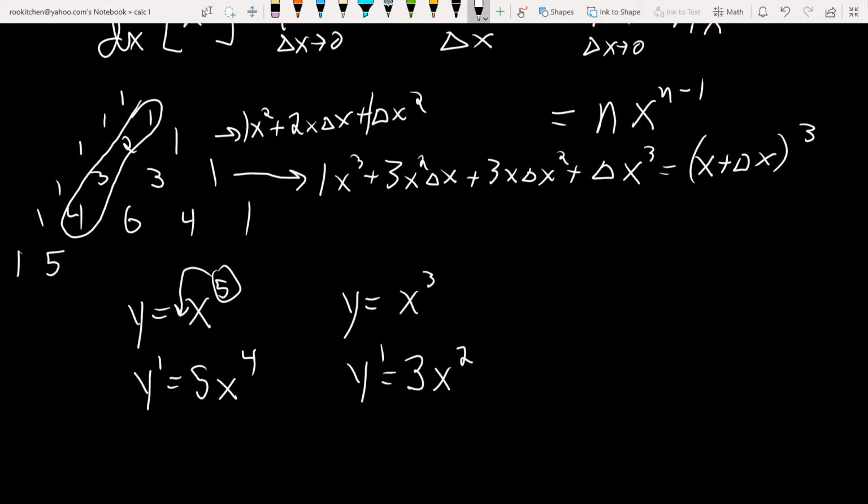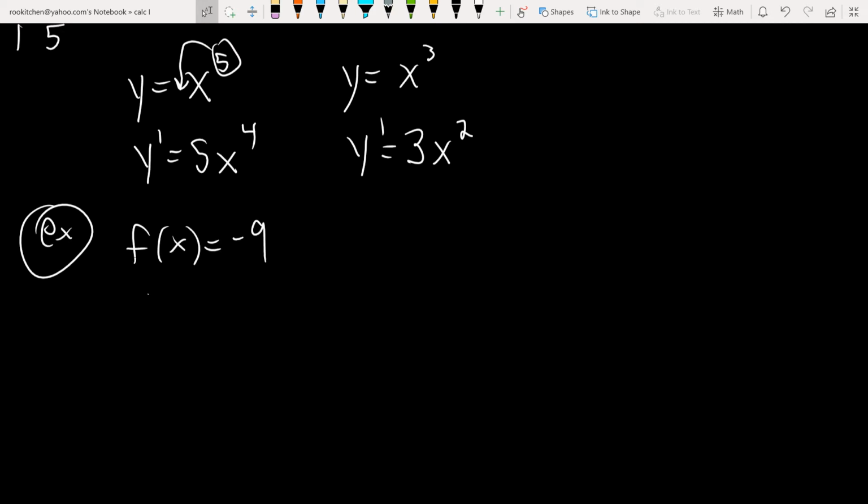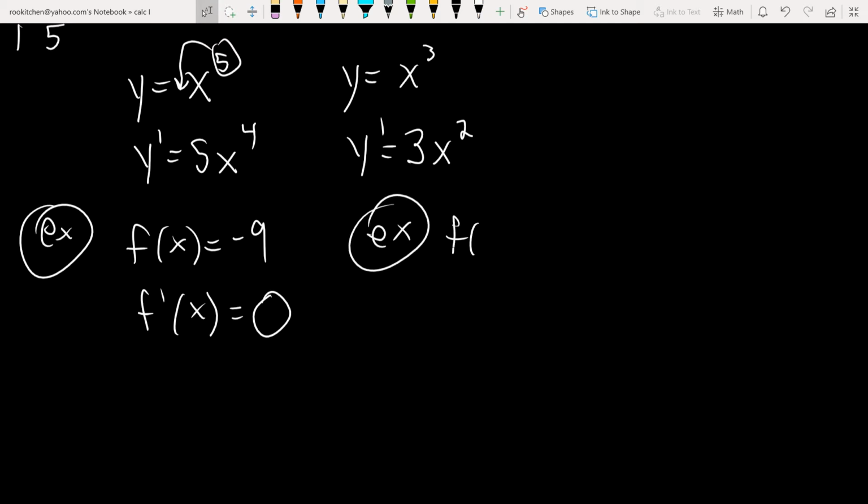Okay, and that allows us to deal with a lot of the problems, believe it or not, in the book. Let's take a look at some of them, right? So example, f of x equals -9. So f prime of x, that's a constant, right? So the derivative of a constant is 0. All right, let's try another. F of x equals x to the 12th. So f prime of x will be, bring down the 12. X to the 12 minus 1 is 11.